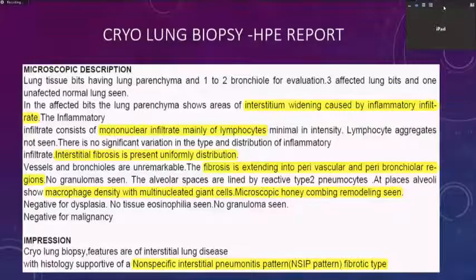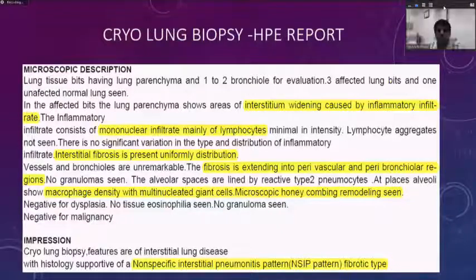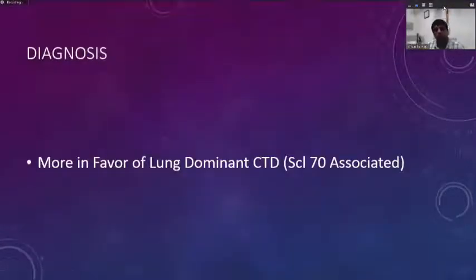Now, in a nutshell, when it comes to the biopsy, you can see that fibrosis is extending into perivascular and peribronchial regions, and no granuloma. At the same time, at places, alveoli show macrophage density with multinucleated giant cells. These are in the alveolar space, and microscopically honeycombing remodeling is seen. So the bottom line, at the end of the biopsy, came out with histopathological features supporting a non-specific interstitial pneumonia, fibrotic type. Now the diagnosis tilts more in favor of a lung dominant CTD-ILD, with a less likely possibility of hypersensitivity.